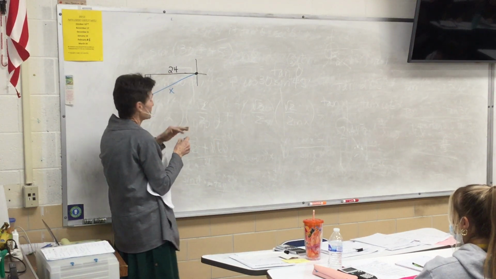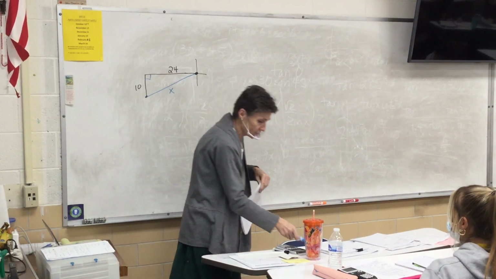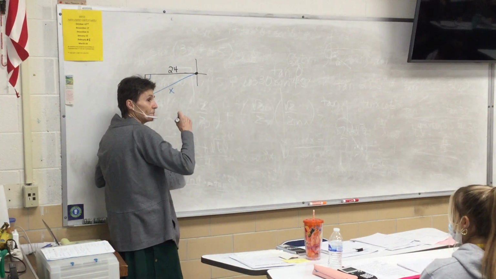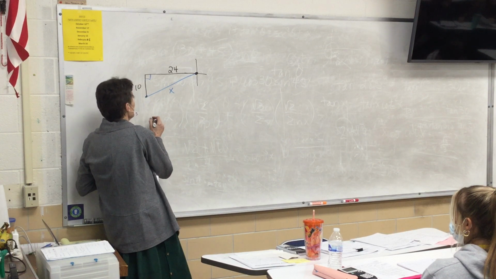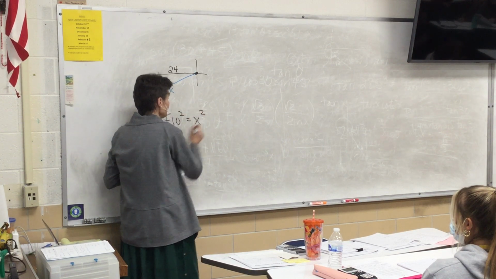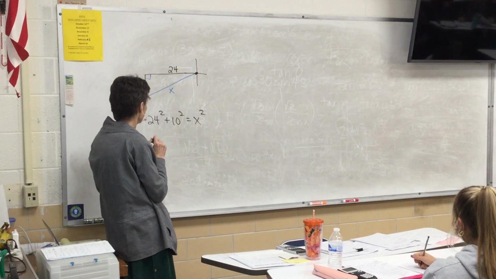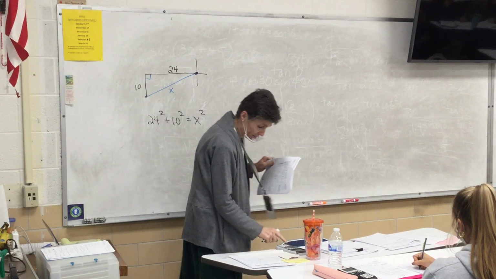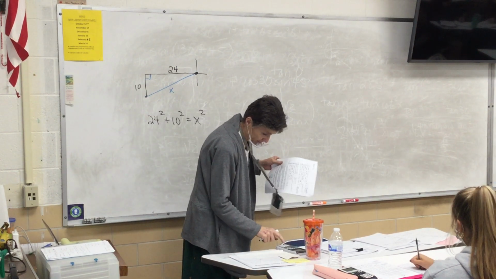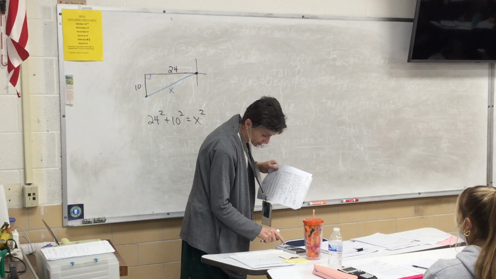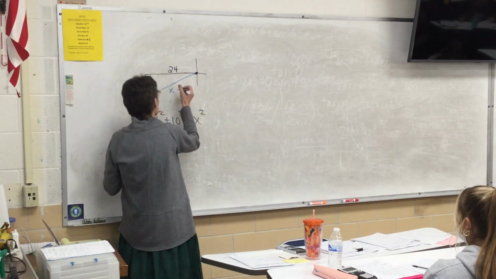So what kind of triangle do we have? A right triangle? So to find that distance, we'll just do the Pythagorean Theorem. So 24 squared plus 10 squared equals x squared. So I can do that on my calculator and come up with, I think that's a Pythagorean triple, actually. It is. That's 26 miles.